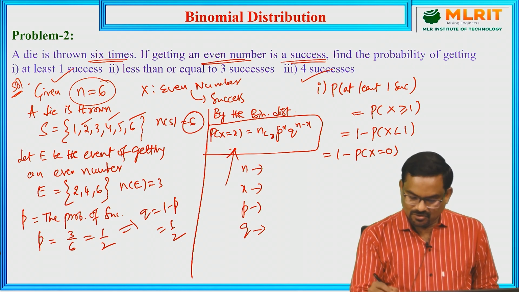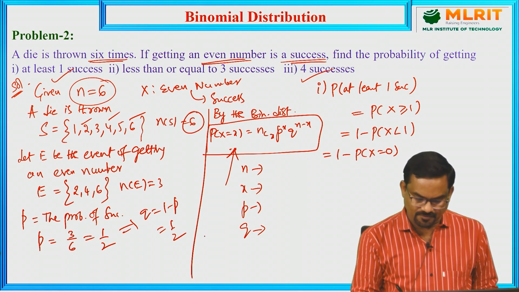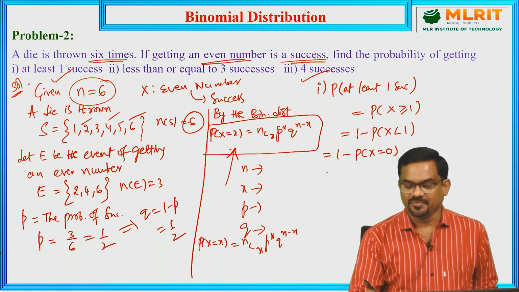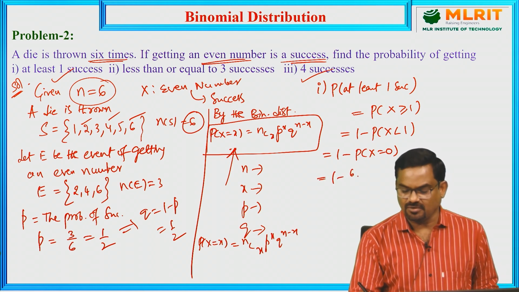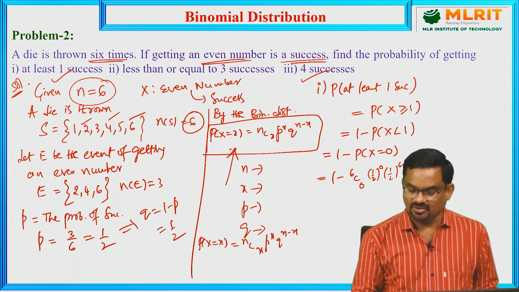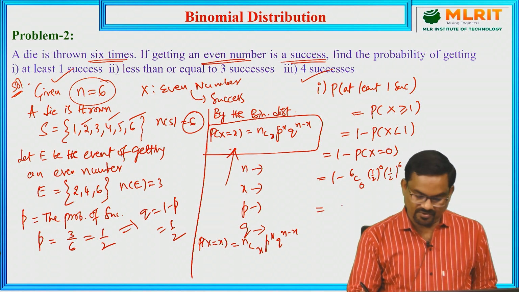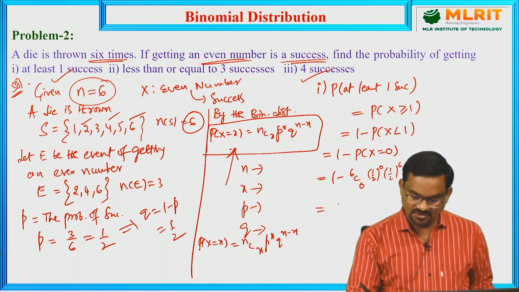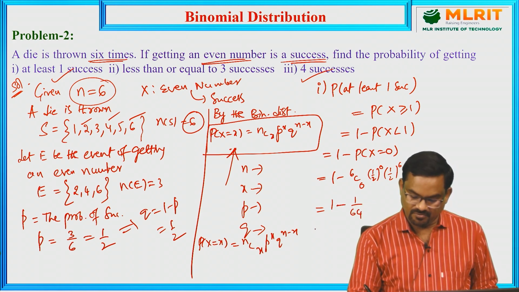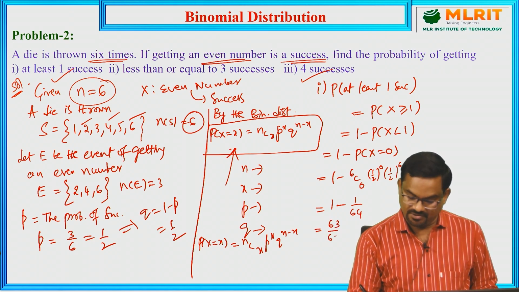So, use the formula from the binomial distribution. The formula is the probability of x successes is given by nCx p power x q power n minus x. So, 1 minus 6C0, 1 by 2 power 0, and 1 by 2 power 6 minus 0, which is 6. So, if you calculate this value, this will be 1 minus 1 by 64, which is 63 by 64, and the answer is 0.9844.